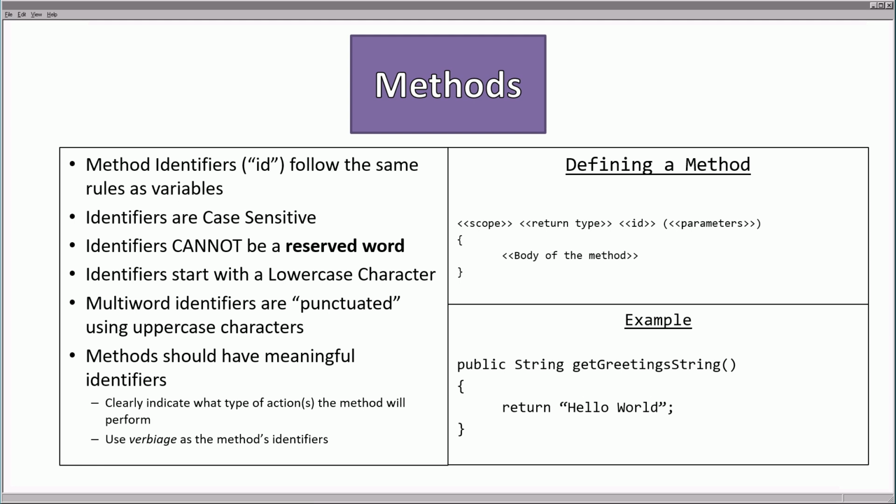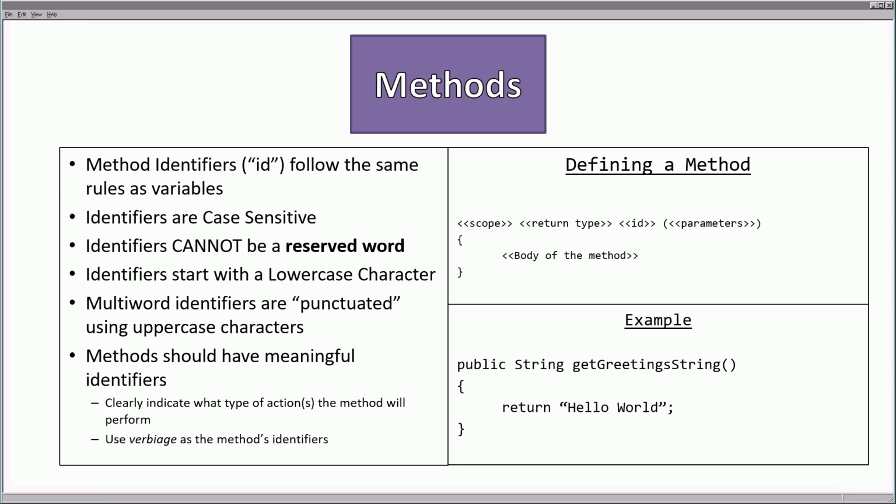It's good programming practice that if you have a multi-word identifier, each one of the words is punctuated by using uppercase characters. As we can see here, we have get, this is lowercase, greetingString, we capitalize the G and the S. It just makes it easier to read.